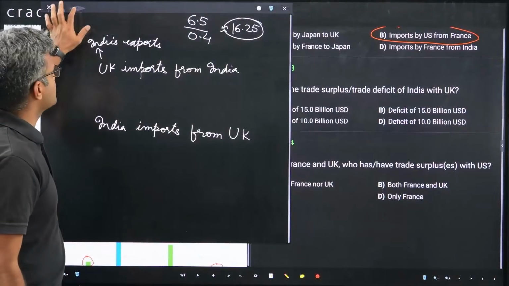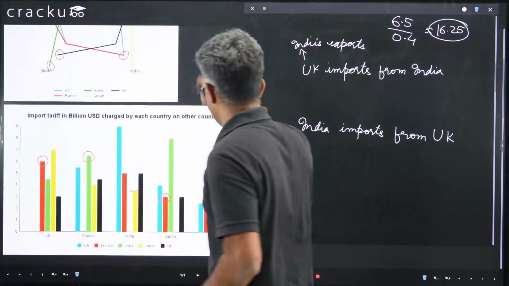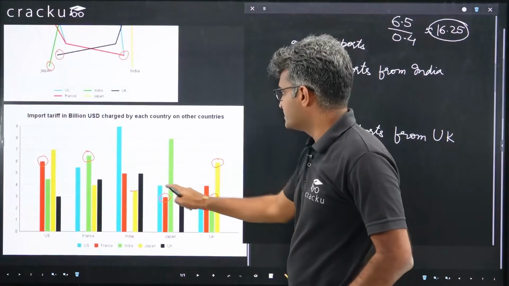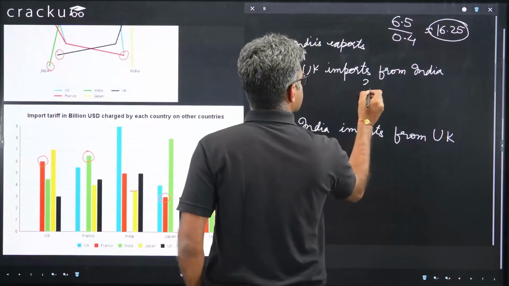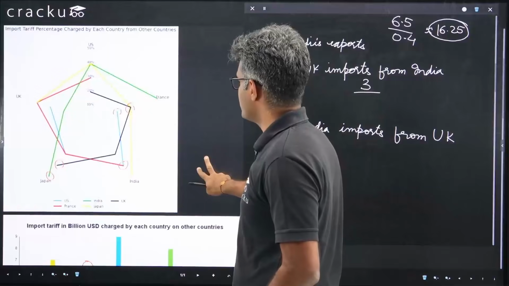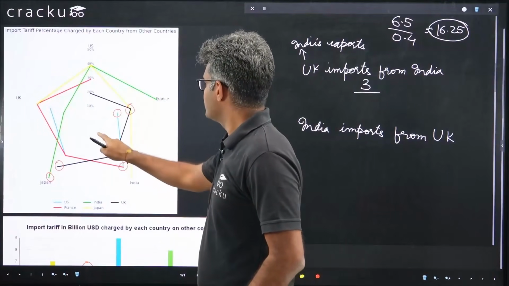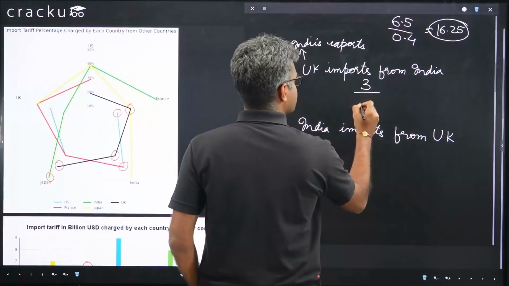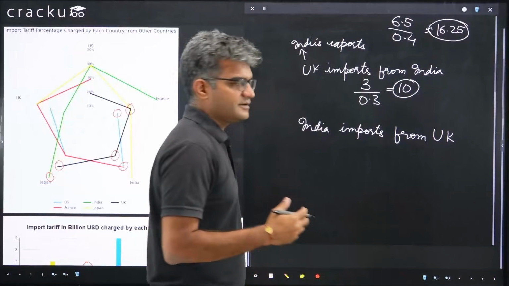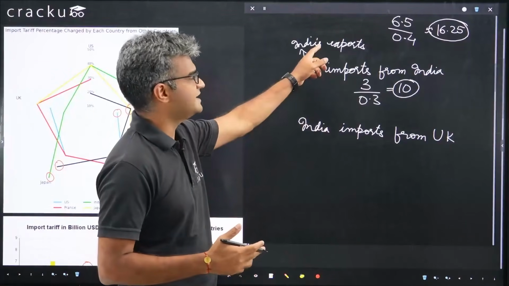What is the total amount UK imports from India? For that, we will calculate the import tariff imposed by UK. This is UK. India is green. So this number, this will be 3 divided by what is the tariff percentage imposed by UK on India. UK is black. This is India, this one. This is 10, 20 and 30. So this is 3 divided by 0.3, which is equal to $10 billion. So the total amount that UK imports from India is $10 billion. That will be basically India's exports to UK.